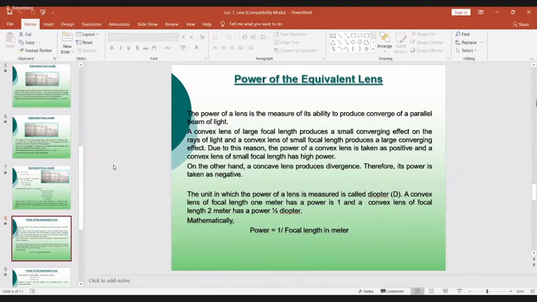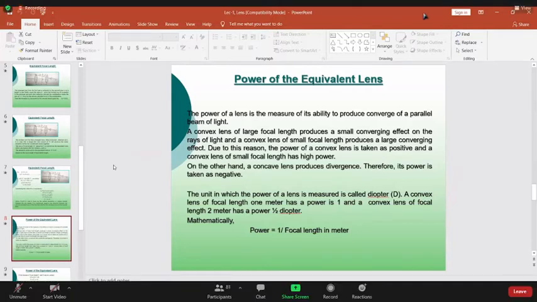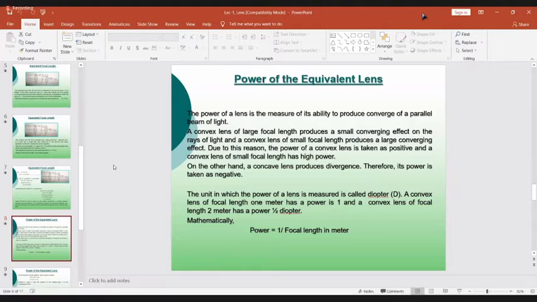এখন in case of convex lens, the power is always positive. And in case of concave lens, the power is taken as negative. কেন বলো তো, why is it positive or negative? Ma'am, the focal length is negative.